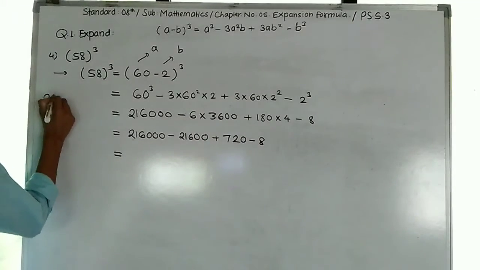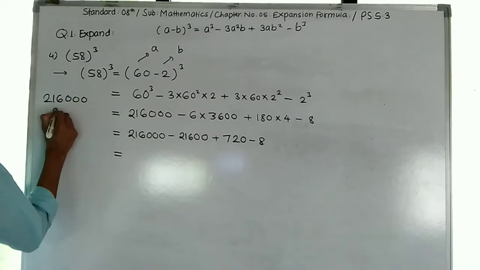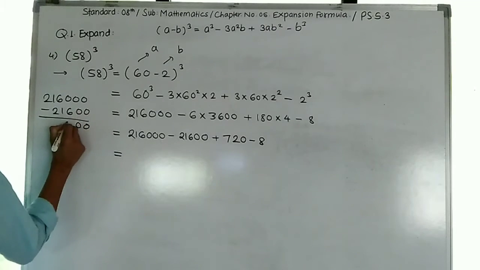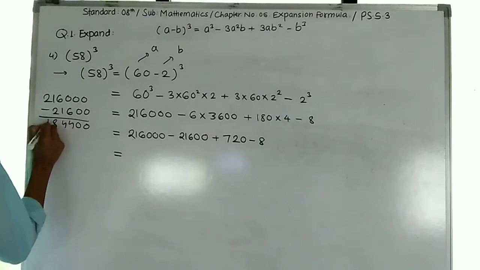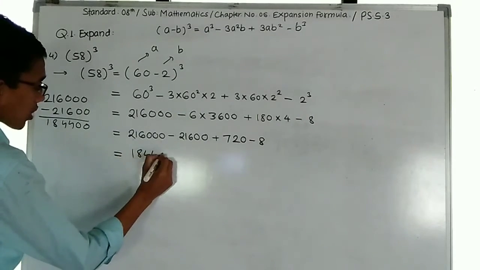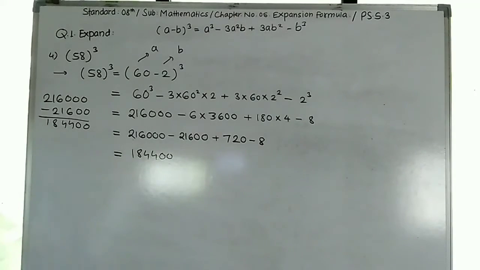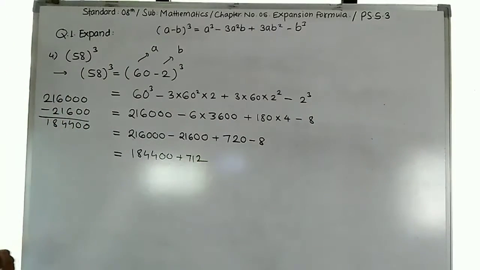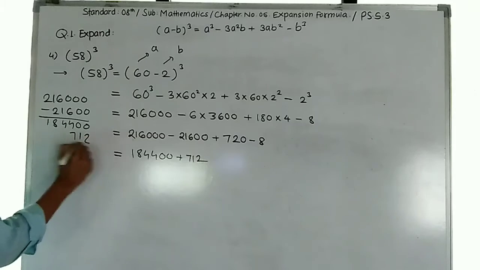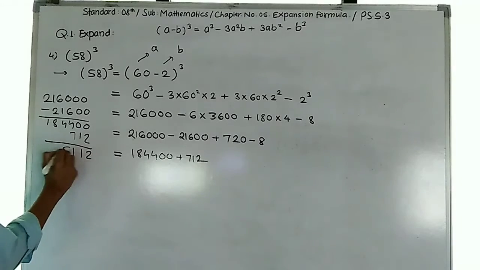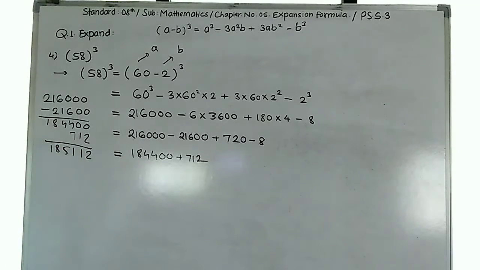So we will be doing this: 216,000 minus 21,600. So we get 0 minus 0, 0; 0 minus 0, 0; 10 minus 6, 4; 5 minus 1, 4; 10 minus 2, 8. So we get 1,94,400. Plus 720 minus 8 is nothing but 712. So 2 plus 0 is 2, 1 plus 0 is 1, 7 plus 4 is 11, 1 carry, 8 plus 1 is 9. So we have got 185,112.